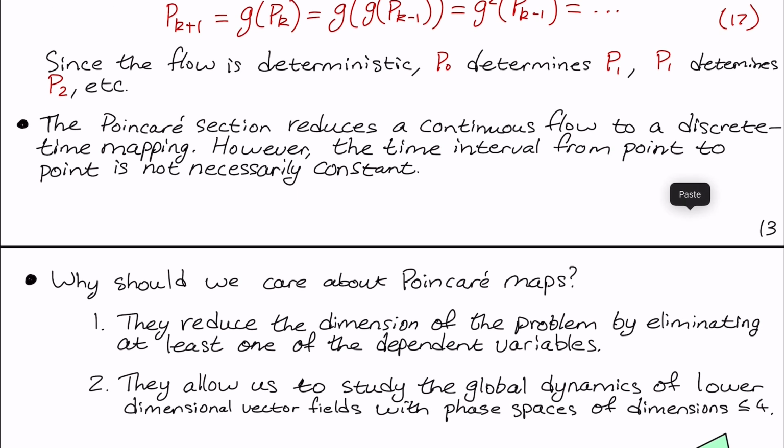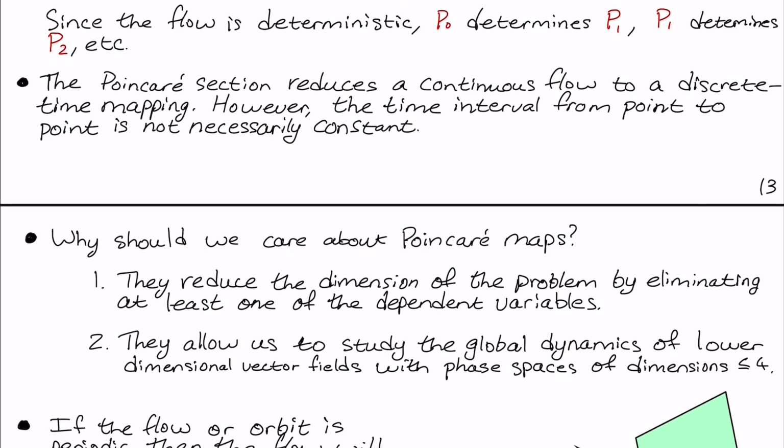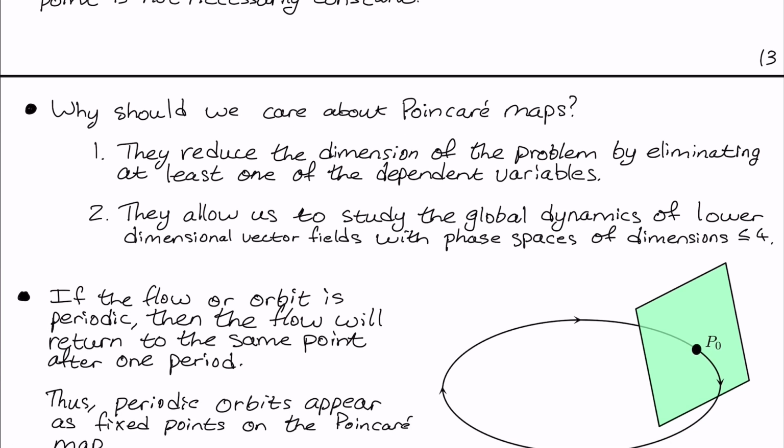All right, so we're going to talk a bit about what Poincare maps look like and their behavior for particular points and particular types of flows or particular types of orbits. In this discussion, we're going to use the word flow and orbit to really mean the same thing. And so first we want to start off: if the flow is periodic, then the flow is going to return to the same point after a single period.